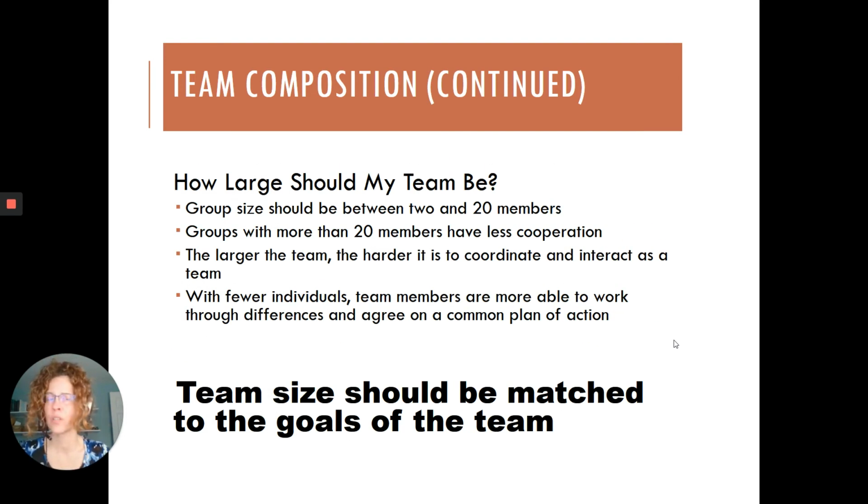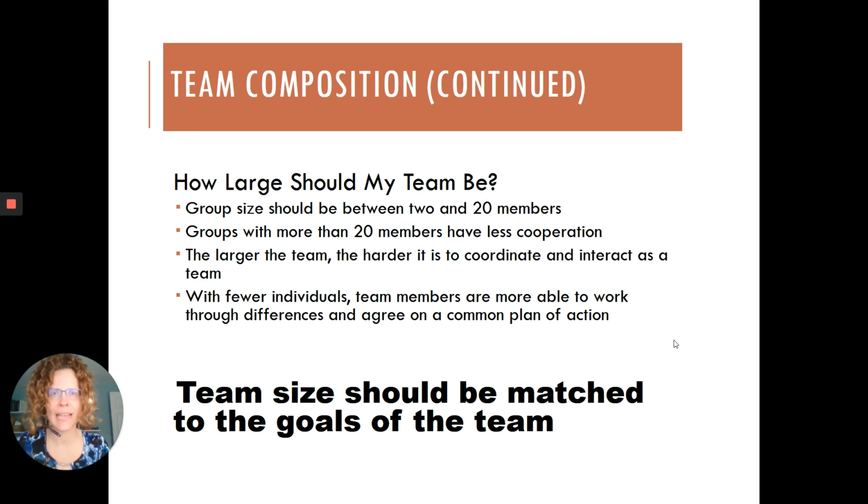A reasonable question is always, how large should the team be? Well, I'm going to tell you the answer. You know, the book will say things like group size should be between 2 and 20 members. That doesn't mean anything. The second bullet is true, that groups with more than 20 members might have less cooperation. It might be more difficult to help them be a cohesive group. But the truth is simple.